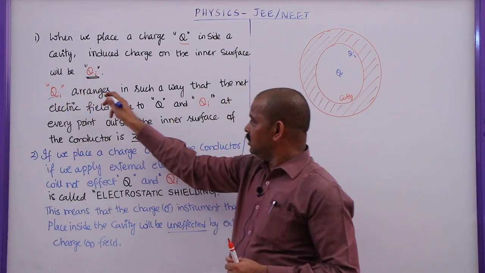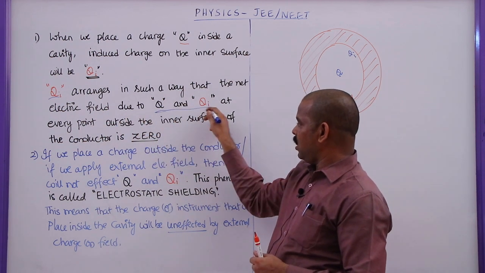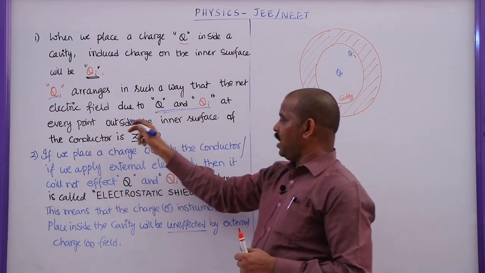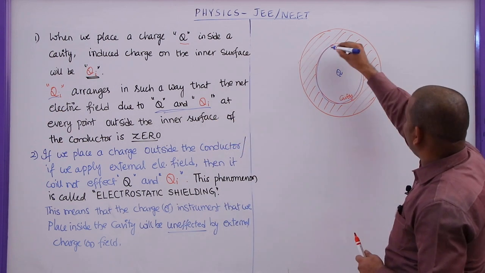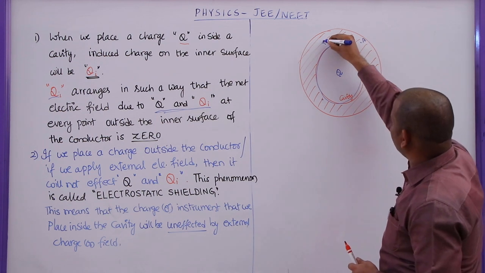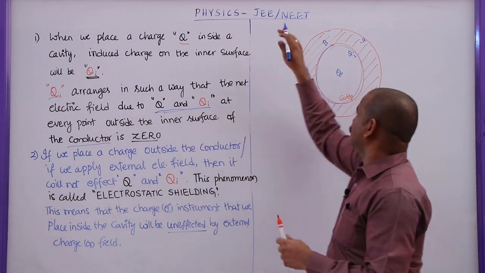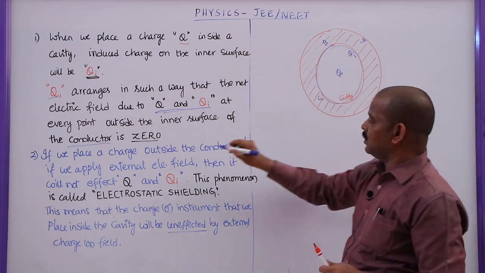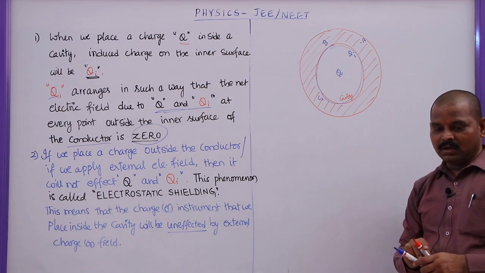Qi arranges itself in such a way that the net electric field due to Q and Qi at every point outside the inner surface, whether it is A, B or C, within the conductor, not outside the conductor, but within the conductor, the net electric field is 0. So let me take that concept.